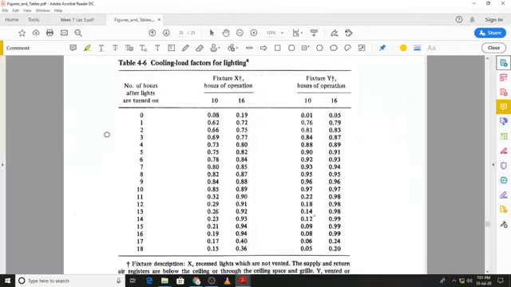The cooling load factors for lighting, you can see that we are given the cooling load factors for two different types of fixtures. One is fixture X, the other is fixture Y. And if we read the problem, you are told that the fixture type that we have in this problem is fixture Y. So that is the set of values we will select, and we know the hours of operation are 10 hours.